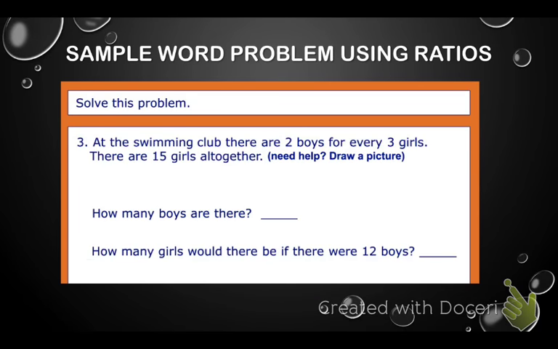Here's a word problem that actually uses equivalent ratios. We will do this one at the end. The question says, at the swimming club there are 2 boys for every 3 girls. There are 15 girls altogether. How many boys are there? And how many girls would there be if there were 12 boys? So these are just a thinking question, and those are equivalent ratio questions.